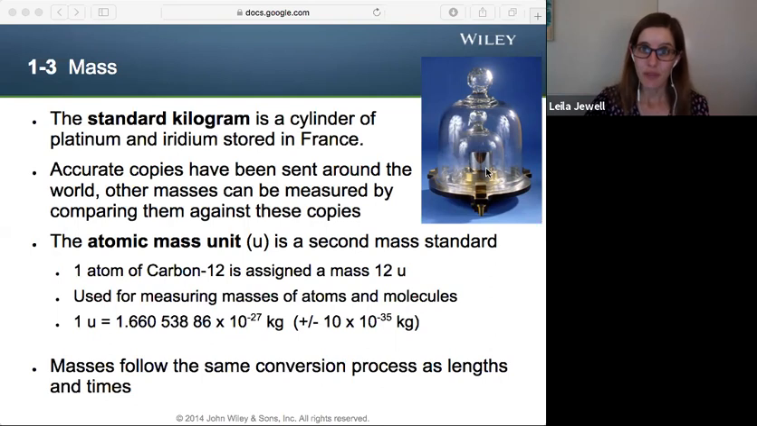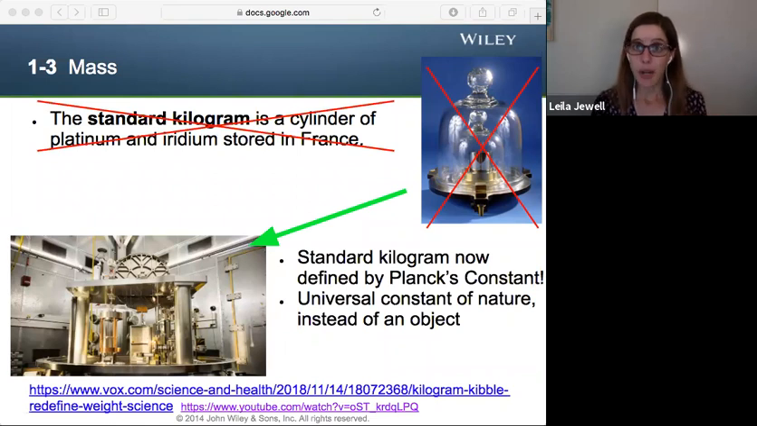It's not totally pure. And so it turns out this is the one thing that is incorrect in your textbook, to my knowledge. If you find other things, please let me know. And that's that the standard kilogram is no longer a cylinder. The standard kilogram instead is defined by a constant of nature known as Planck's constant. So this is a universal constant. Instead of a physical object, it's something that is truly accessible by all. You don't need to pay for some expensive copy to be sent around and compare to that copy.